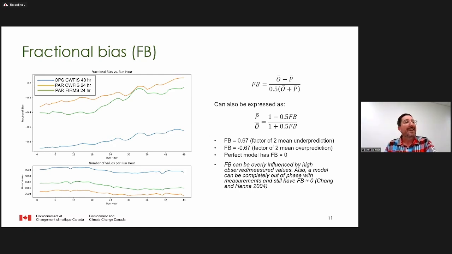Our initial evaluation indicates that the OPS CWFIS 48-hour is over-predicting PM2.5 concentrations by a little over a factor of 2. PAR firms and PAR CWFIS 48-hour are over-predicting PM2.5 concentrations below a factor of 2, with PAR CWFIS performing slightly better, possibly due to algorithms which filter out non-wildfire hotspots. However, their increasing fractional biases over time could be indicating that predicted and observed values are becoming increasingly out of phase. And this is something we're going to have to look into this summer. Again, these are just preliminary results. We still have a long way to go.